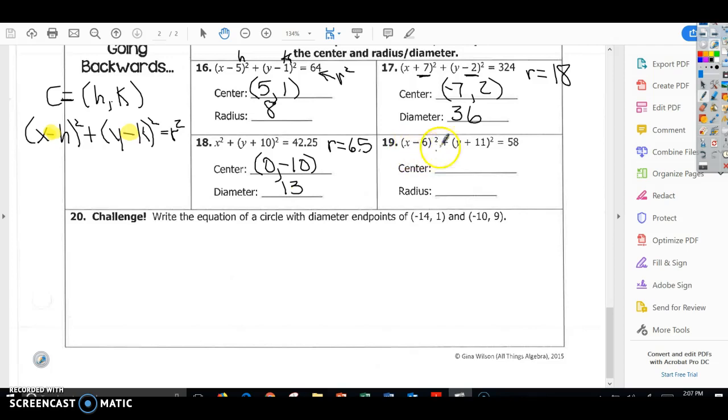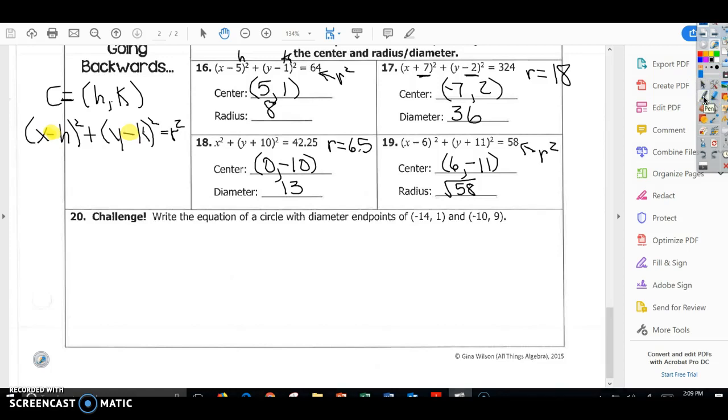Alright, so our center here, that's negative 6, so I know it's going to be positive 6. Positive 11, negative 11, again, that's going to be the opposite of h and the opposite of k. This is r squared. So to find the radius, it's going to be the square root of 58, and you can just leave it like that if you want.